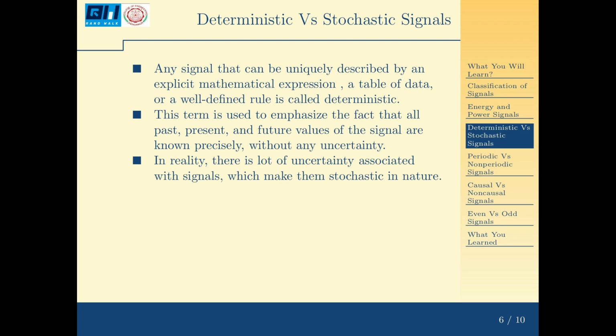Okay. Now we see another kind of classification, the deterministic versus random or stochastic signal. So any signal that can be uniquely described by an explicit mathematical expression, you know the value everywhere, like a table of data or a well-defined rule, then it's a deterministic signal. You know the value everywhere. There is no ambiguity, there is no randomness about the signal. It is called a deterministic signal. Rarely such a signal comes by.